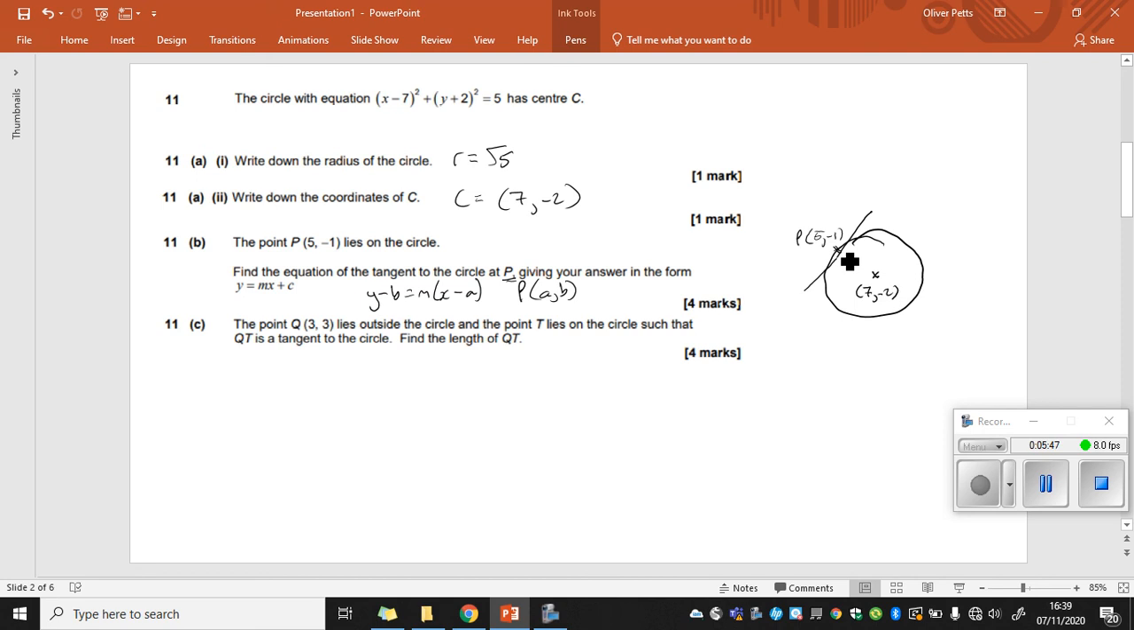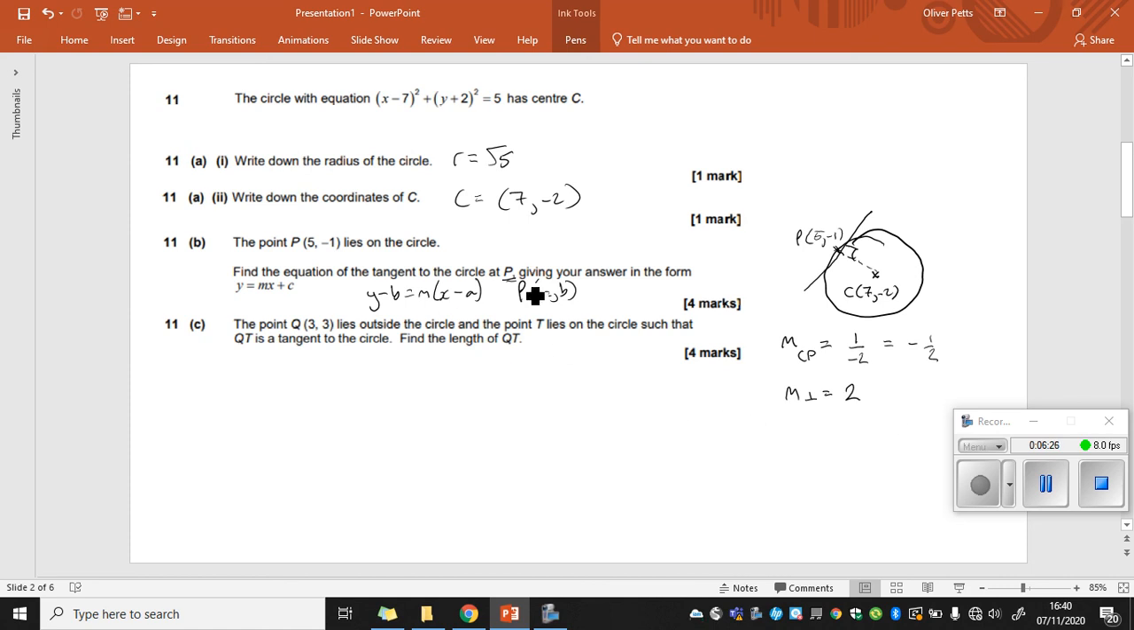Now the gradient is going to be perpendicular to the radius. So if I can work out the gradient of the radius between the centre and the point P, I just take the negative reciprocal of that. So my centre is point C. Let's find the gradient between C and P. Changing y, from -2 to -1, that is a change of +1. Let's go from 7 to 5, that's a change of -2. So that gives me a gradient of -1/2. So the perpendicular gradient, the negative reciprocal of -1/2, would be +2.